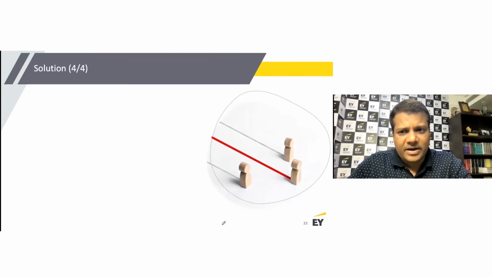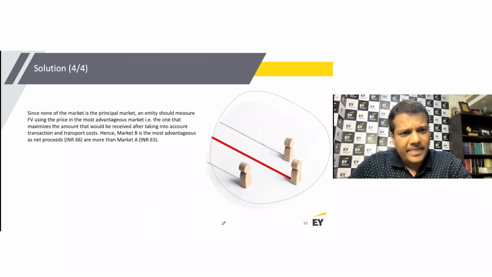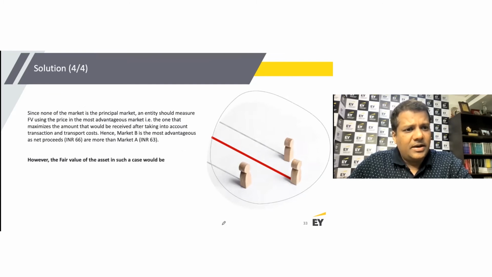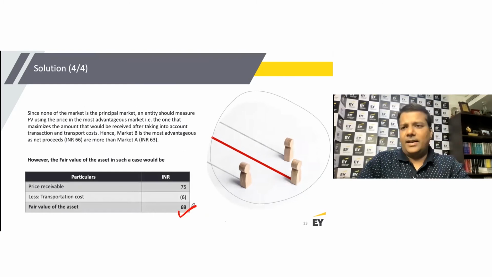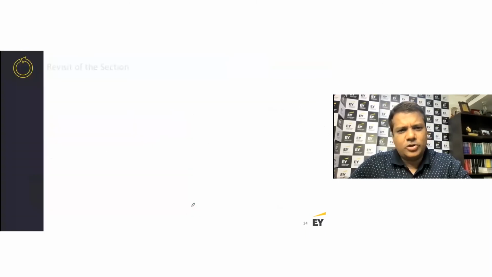So how much is my fair value? If I were to ignore the transaction cost, and none of the markets is the principal market, the entity would measure fair value using the most advantageous market, and market B is the most advantageous, and the fair value is 69. I hope all of this makes sense to you, right? Number of principles we've been talking about, right? Let's try and quickly summarize what all we've talked about.